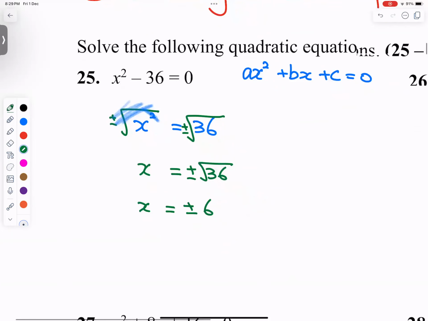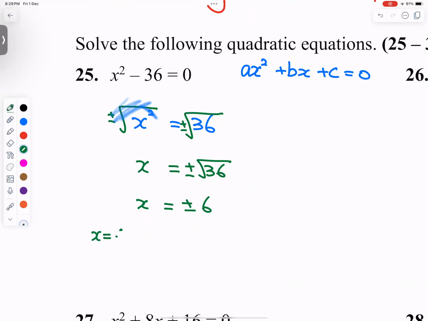That is the answer, but you can make a habit to write it separately. So x equals to positive 6 and also the negative 6. Or if you had used a calculator originally, what were your 2 brackets?